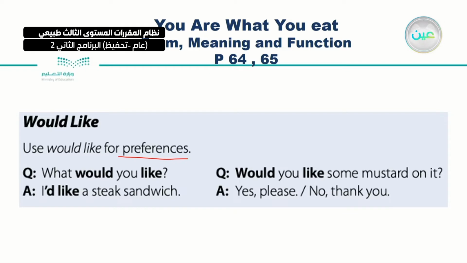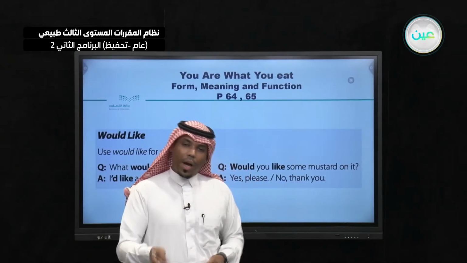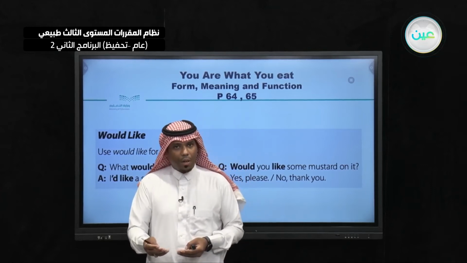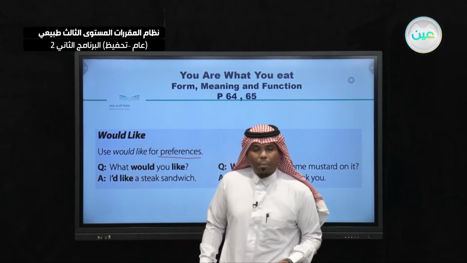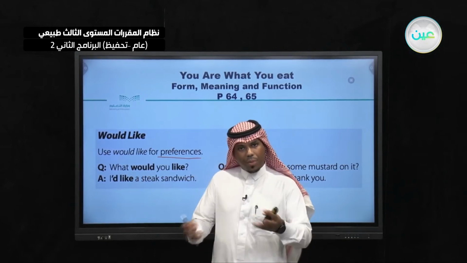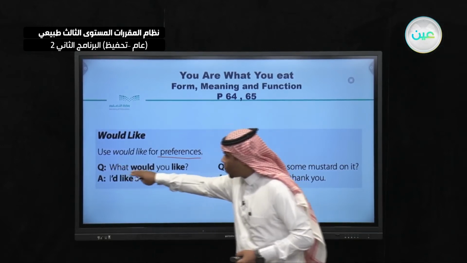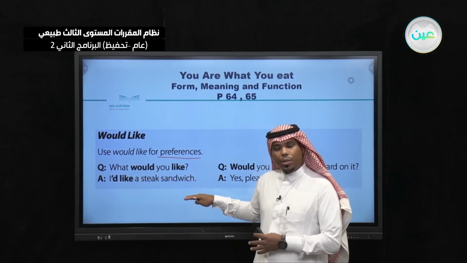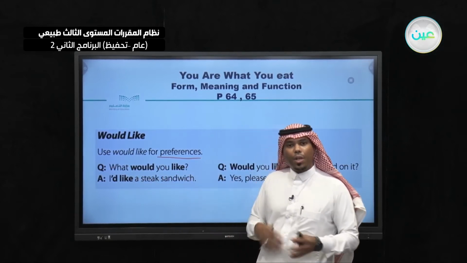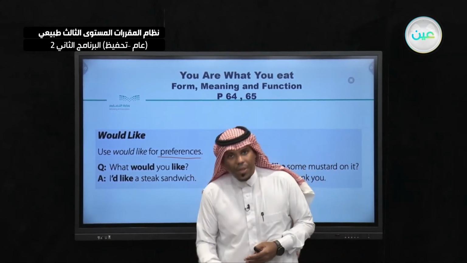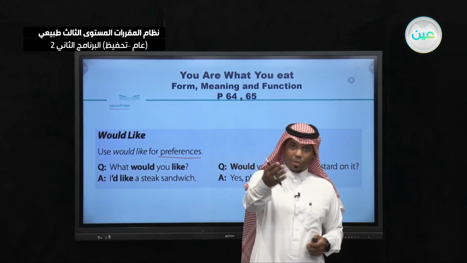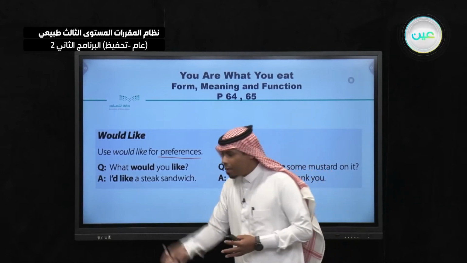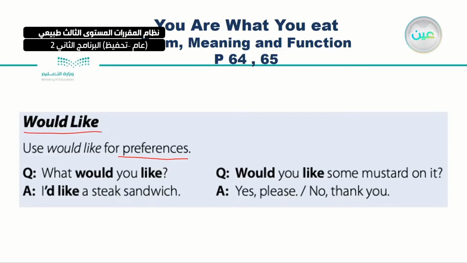So when I say would like, I am giving you choices or preferences. Would you like some sandwiches? So, what would you like? I would like a steak sandwich. Here, I talked about preferences. Would you like some tea? Good. Here again, would like.